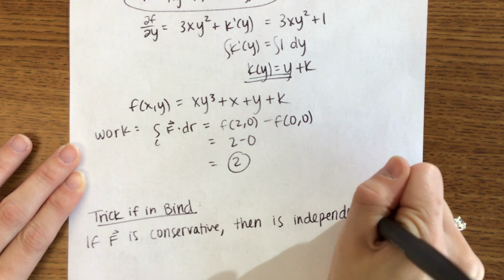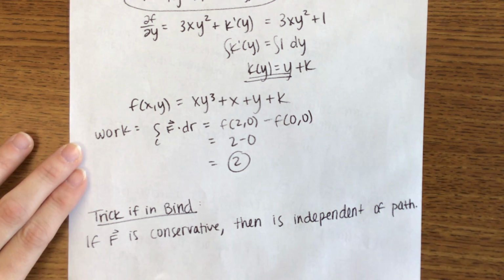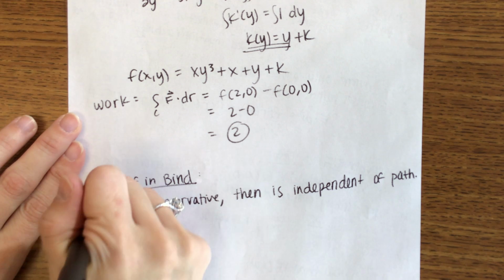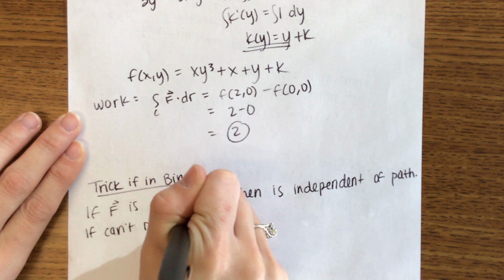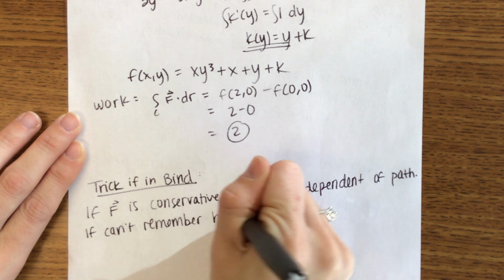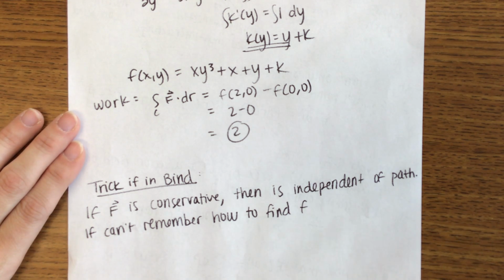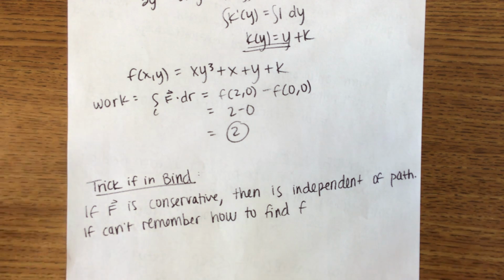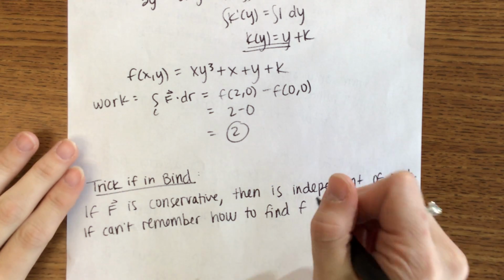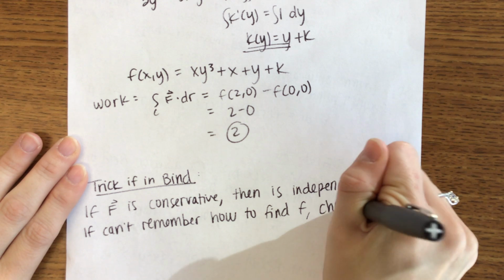Then it's independent of path. The line integral is... let's say that you can't remember how to find the potential function. Either you can't, or you keep finding the wrong one. If our line integral is independent of path, that means we can choose any path from the beginning point to the end point. So if you can't remember how to find the potential function, choose any convenient path.